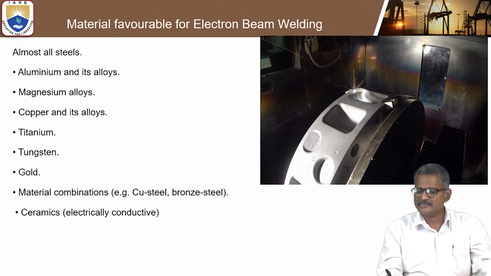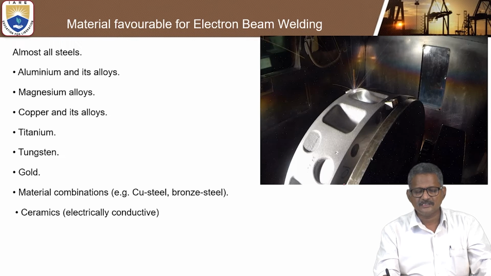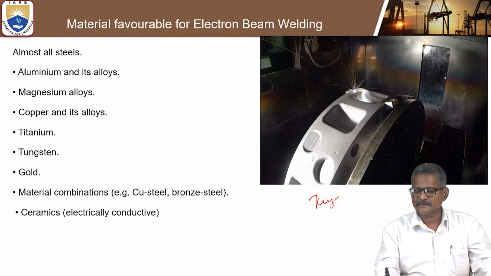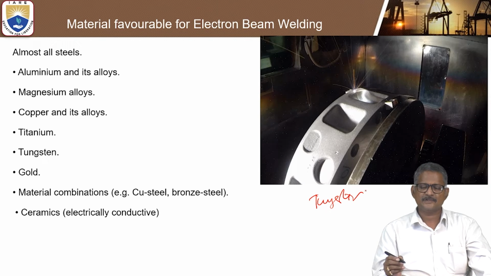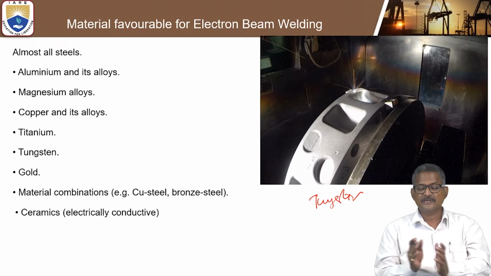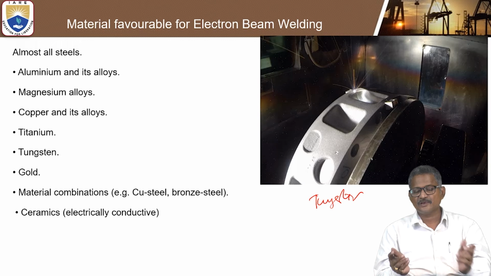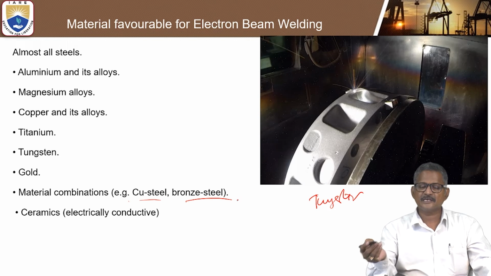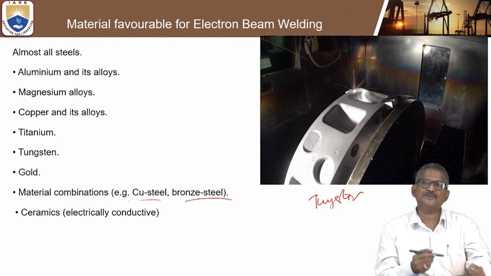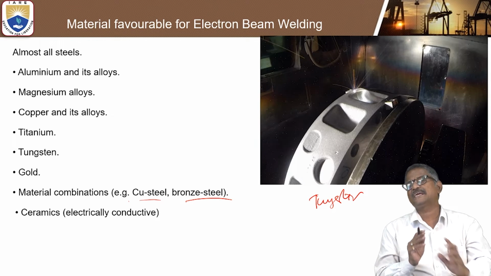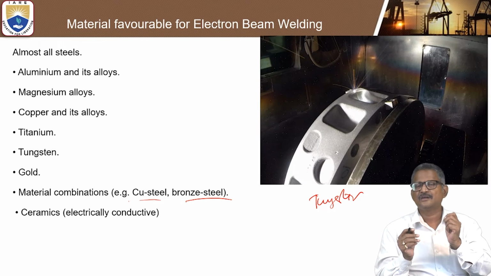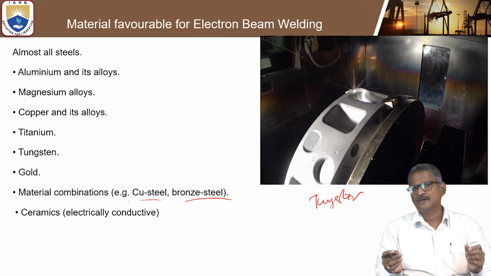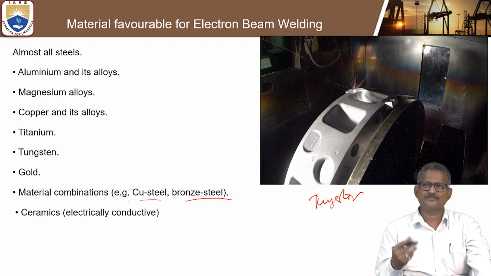process. Even you can see how tungsten and titanium, tungsten, steels and titanium, and even gold, and material combinations, for example copper steel and bronze steels, can also be easily done through electron beam welding. And you should also take precautions for the safety of your eyes, hands and body.